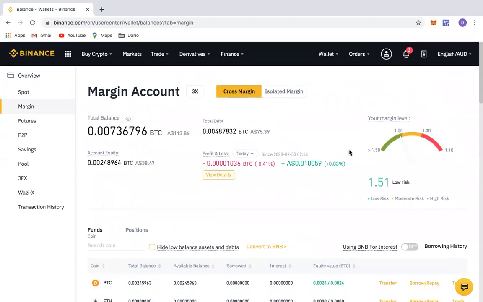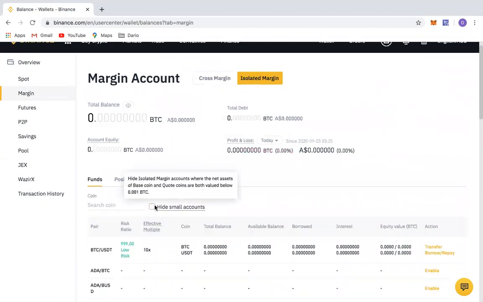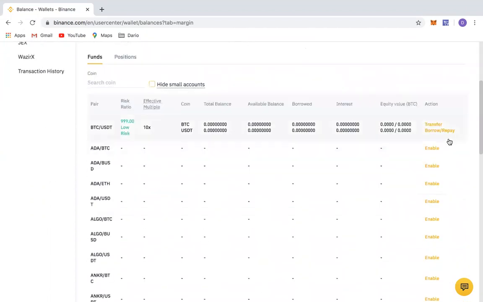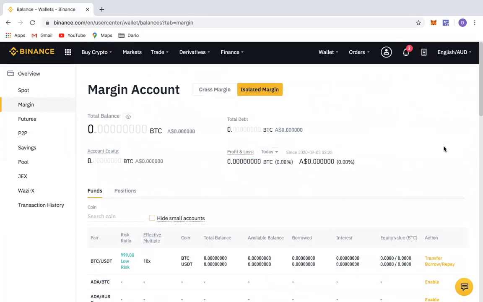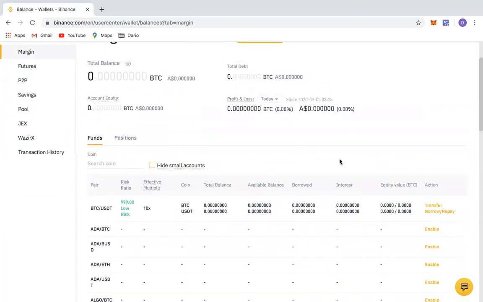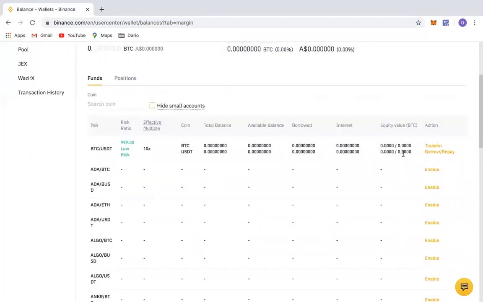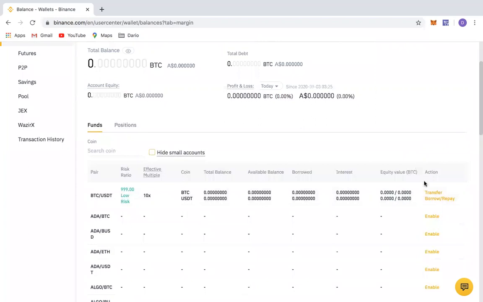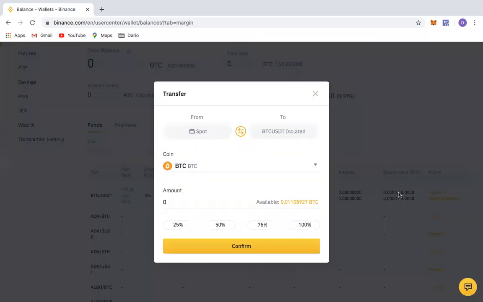So if you don't understand anything, guys, just leave me a comment and I'm happy to explain it to you. That was the cross margin. And the isolated, it's basically a similar kind of thing, except that each account is separate. So if I want to trade Bitcoin on isolated margin, I have to transfer here some Bitcoin.